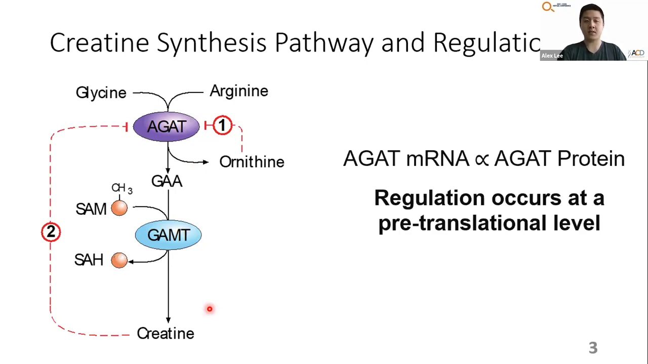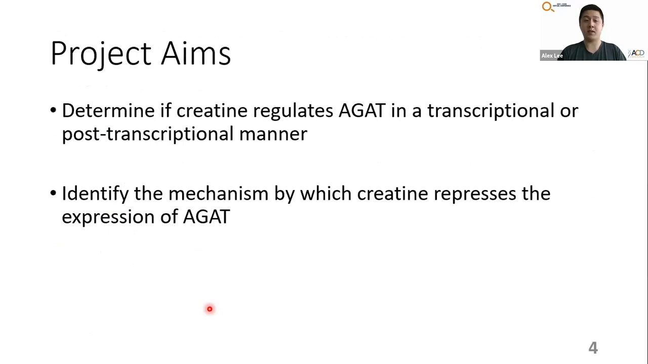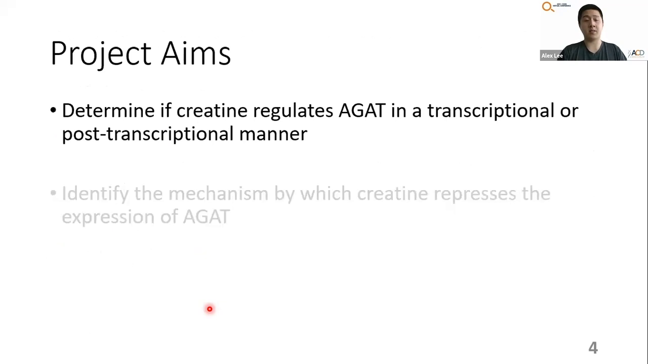So with all of this, the aim of my project is twofold. The first is to determine if creatine regulates AGAT in a transcriptional and/or post-transcriptional manner, and the second is to identify the mechanism by which creatine represses the expression of AGAT. In today's presentation, I'll be focusing primarily on this first aim.